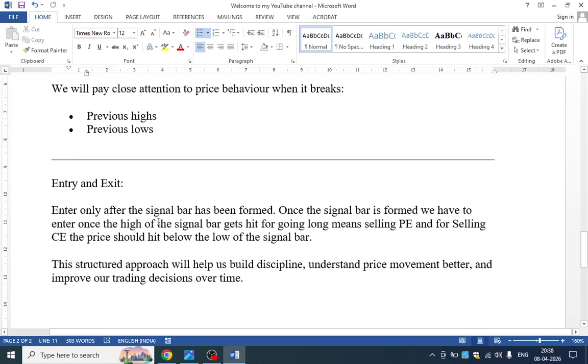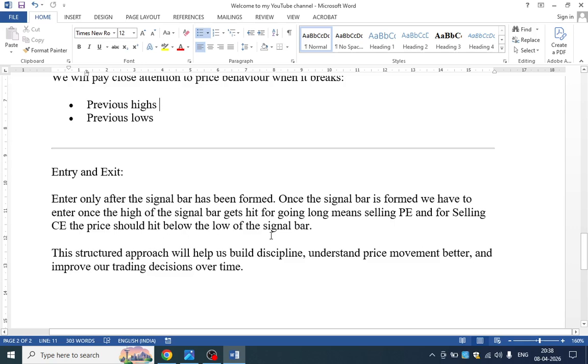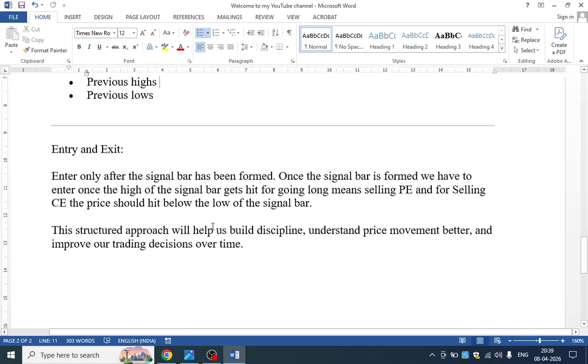This is my entry and exit rule. I only enter once the signal bar has been formed. If I want to go long, once the high of the signal bar is hit, then I go long, meaning I sell PE. And if I want to go short, once the signal bar low is hit, I sell my call. And this is my approach.